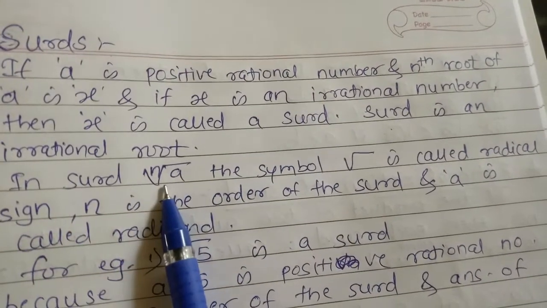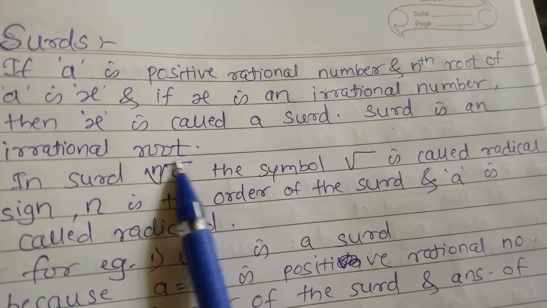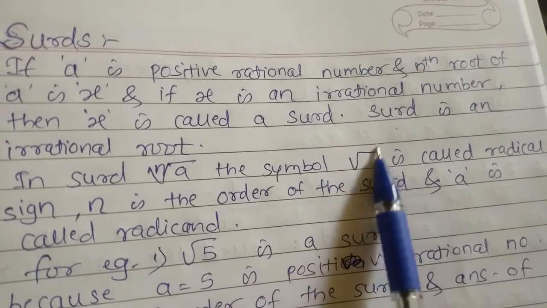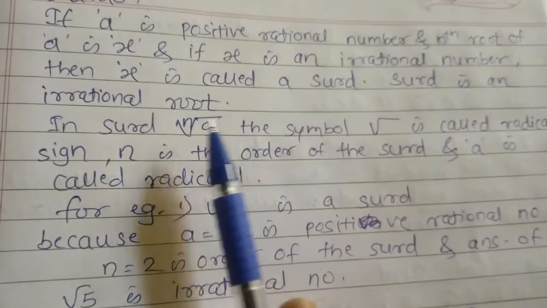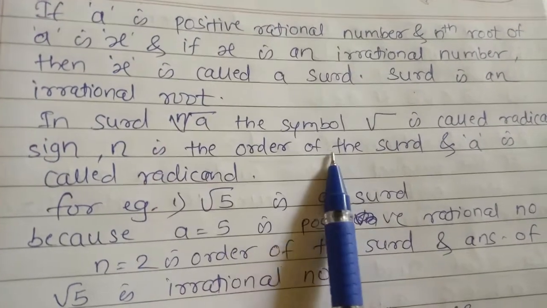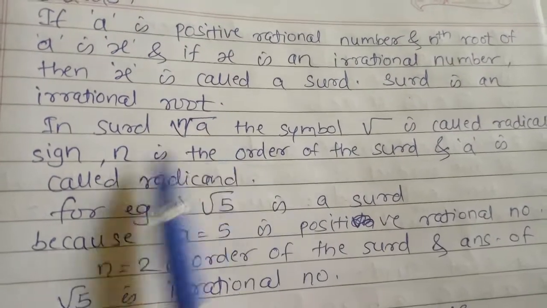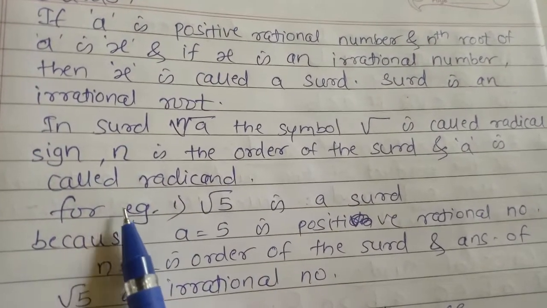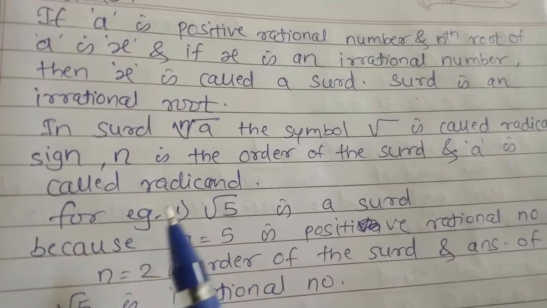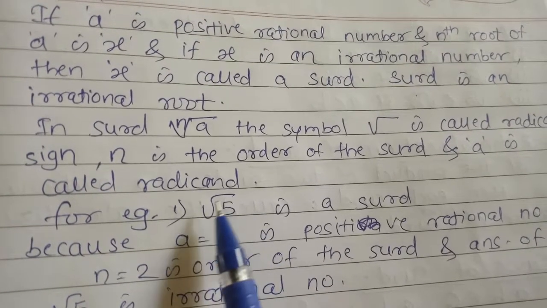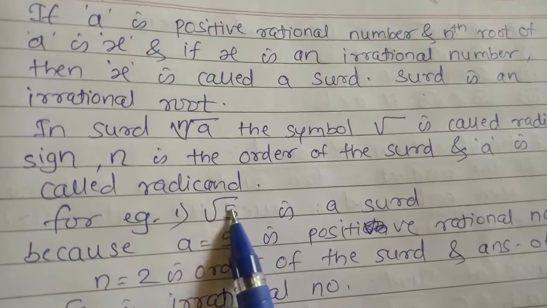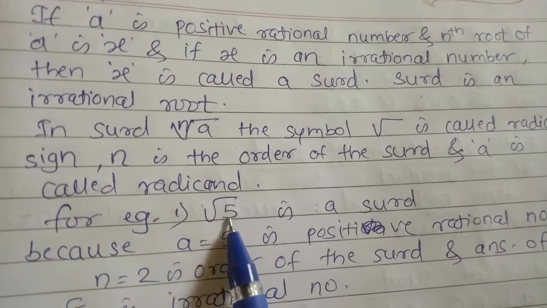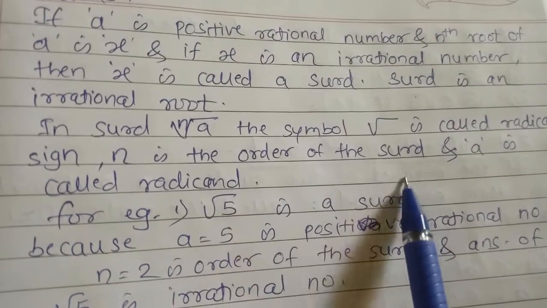So in the nth root of a, the root symbol is called a radical sign. n is the order of the surd and a is called the radicand. In general, an example of a surd is root 5. See here, this number, root 5, is a surd.